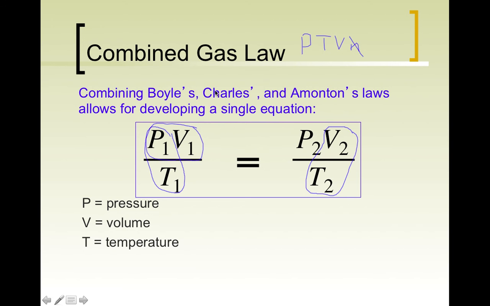So I added in here, combining Boyle's, Charles', and Amontons' laws allows for the development of a single equation, and you can see we just added it all in. P stands for pressure, V for volume, and T for temperature.